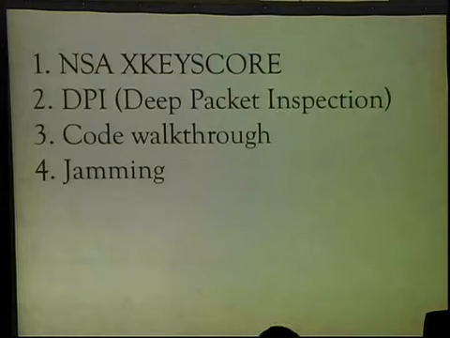So this talk is in 4 parts. The first part, I'm going to talk a lot about XKeyscore and the NSA. The second part, I'm going to talk about deep packet inspection technology and how that works, how they get data out of packets. Then we're going to look at the code itself and walk through that code. It shouldn't be too onerous. I mean, none of us read XKeyscore code. It's not a language that anyone knows outside of the NSA. And then in the fourth part, we're going to talk about the fun stuff of how we can jam that system.